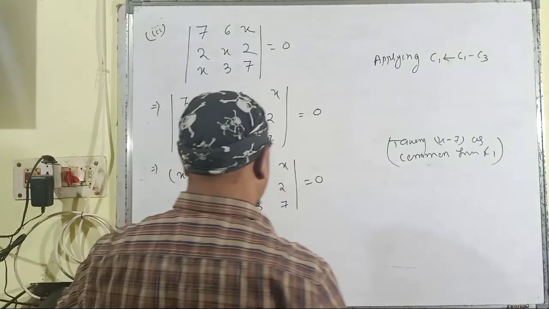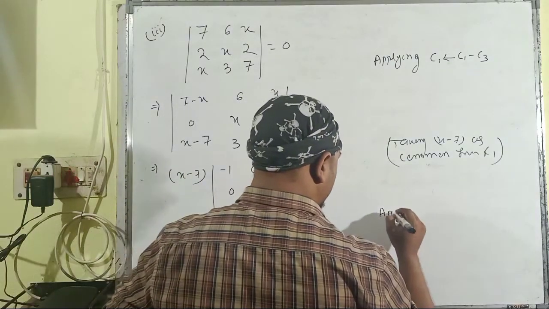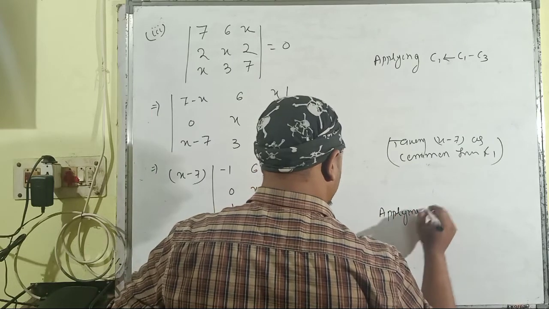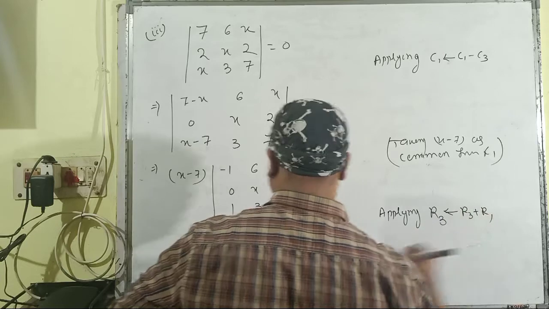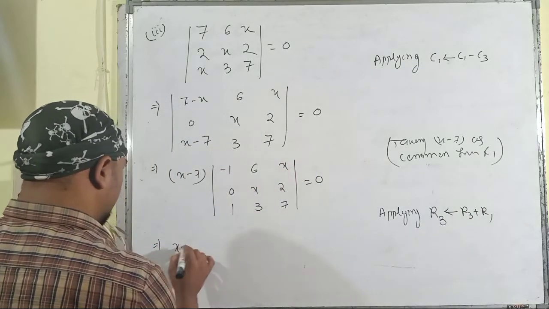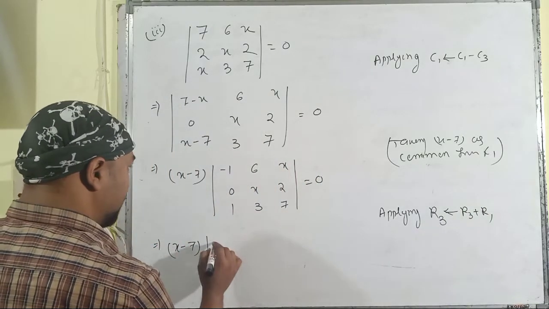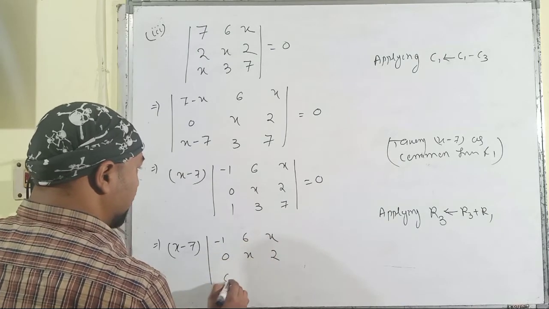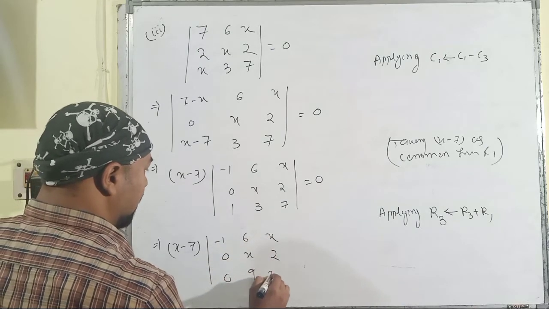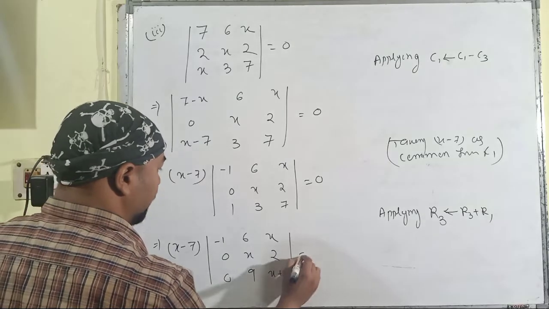Then we have to apply row 3 replaced by row 3 plus row 1. Then we are getting x minus 7 multiplied with the determinant minus 1, 6, x, 0, x, 2, then 0, 9, and x plus 7.